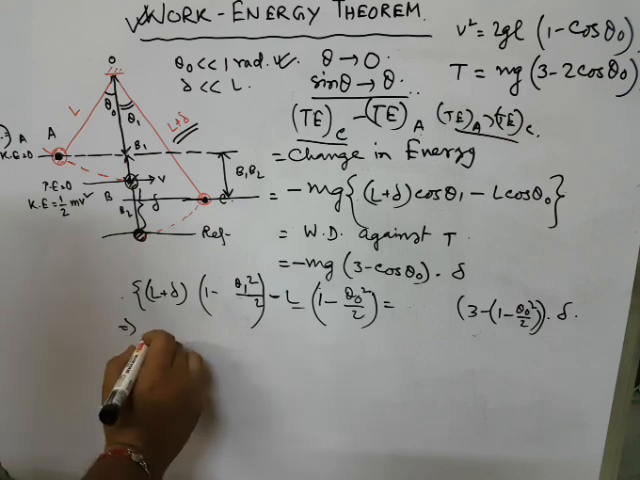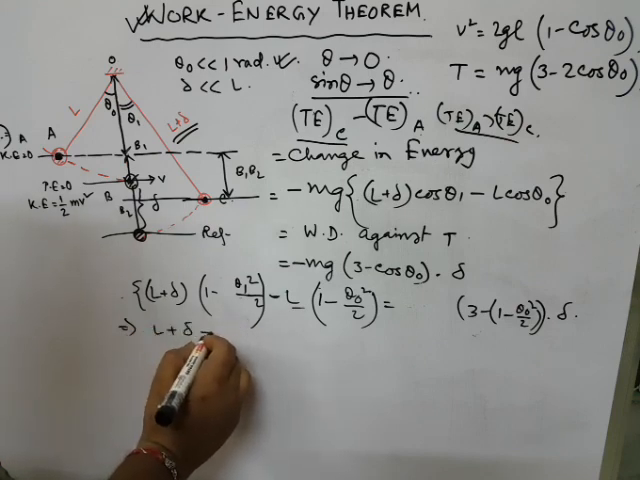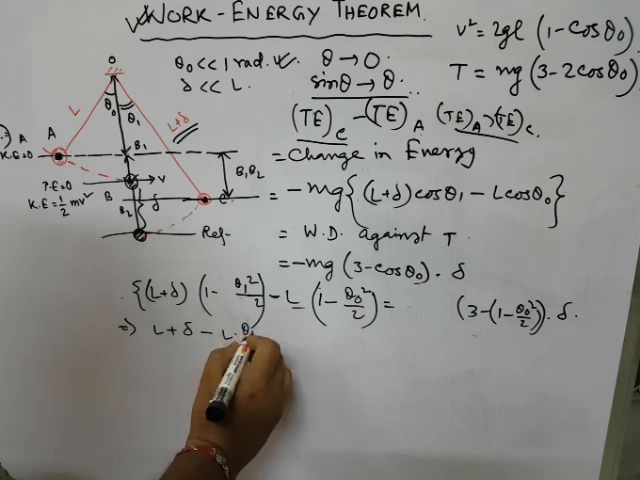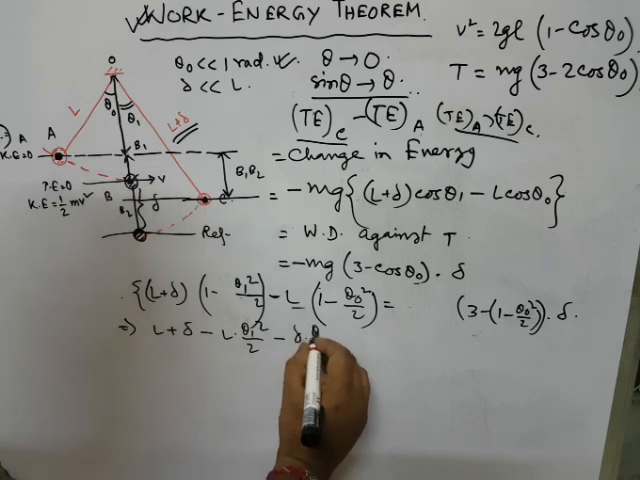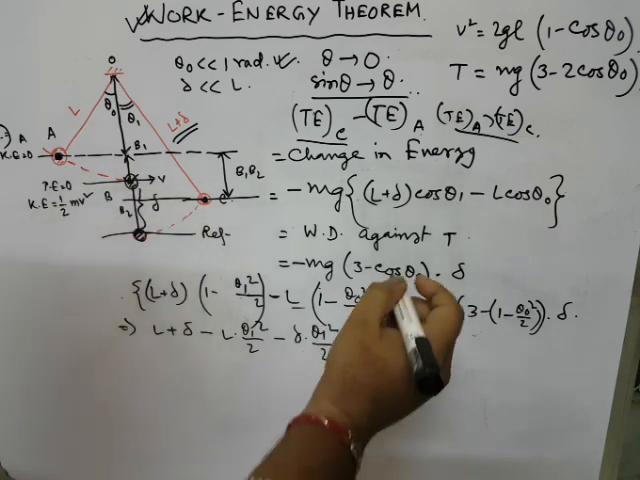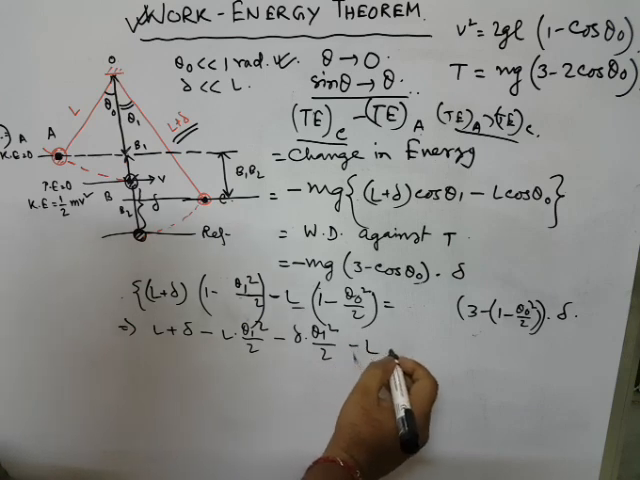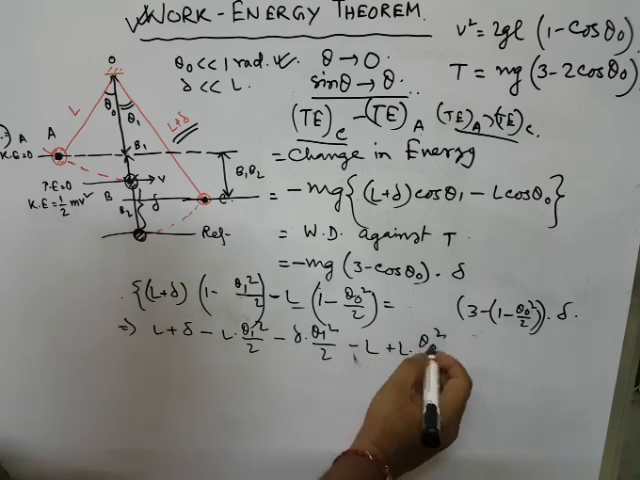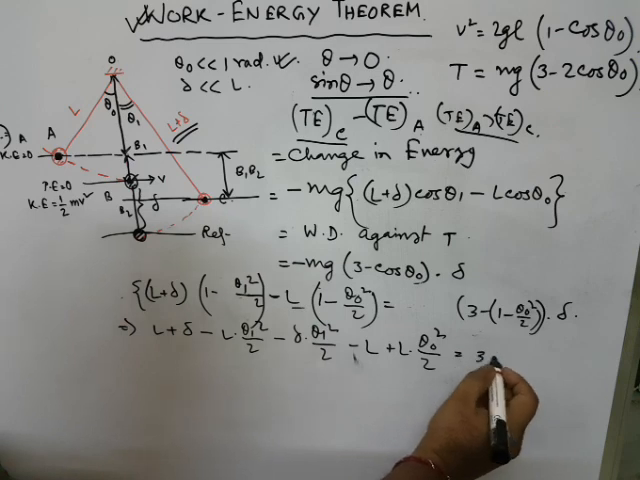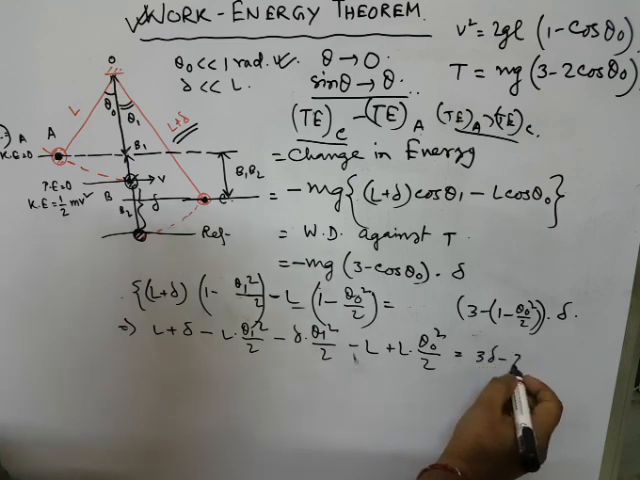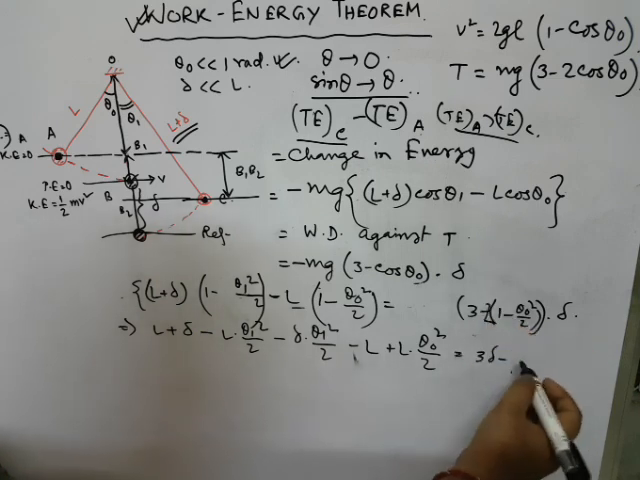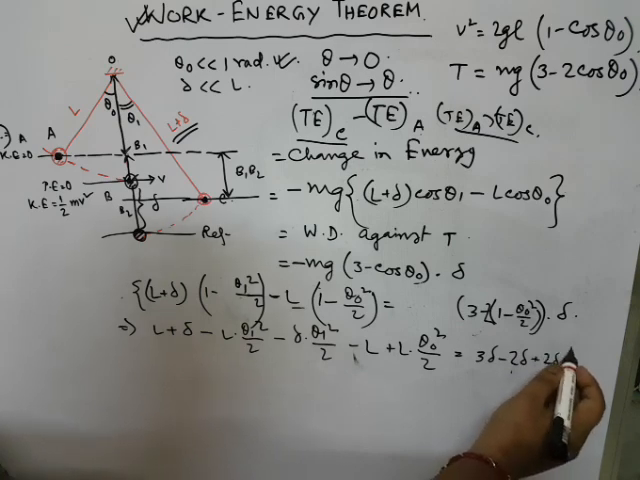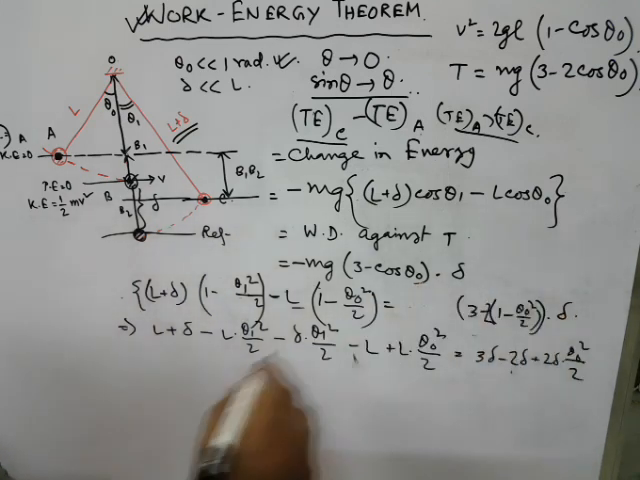So now what we will get? We will get (L + δ − L) θ1²/2 − δ θ1²/2 equals (−L + L) θ0²/2 ... equals 3δ minus, this is 2 into 2 will come here. So 2δ plus 2δ into θ0²/2.